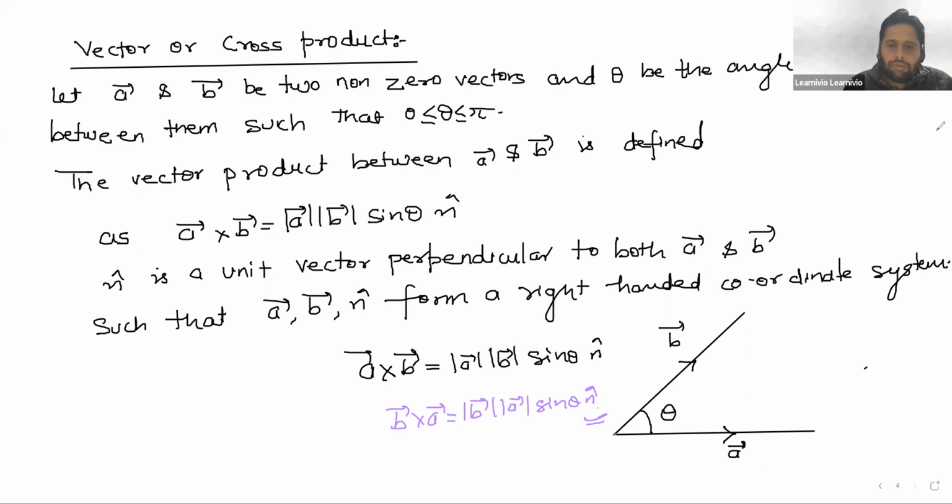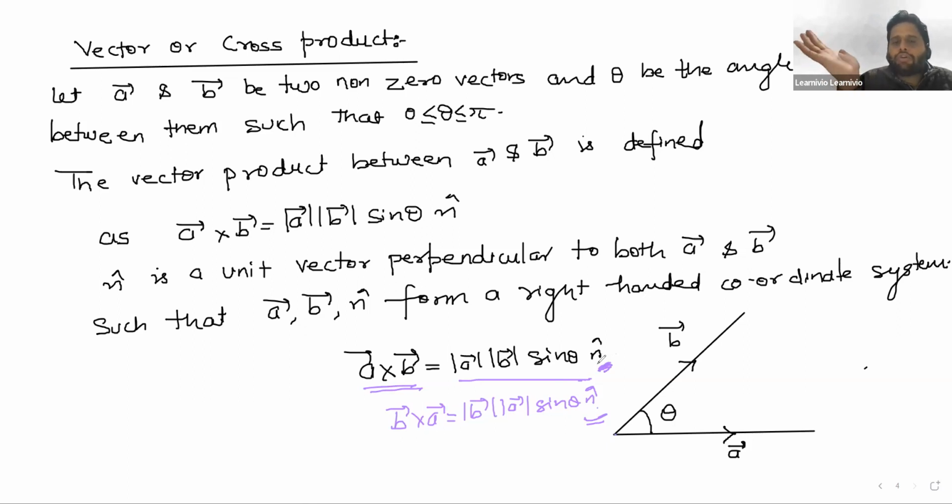We are finding the cross product. Cross product means whenever we find the vector or cross product, it will give the resultant as a vector. So what is the vector here? This n cap is a vector. So this n cap is showing the direction of the resultant. Now, how can you find the direction of n?